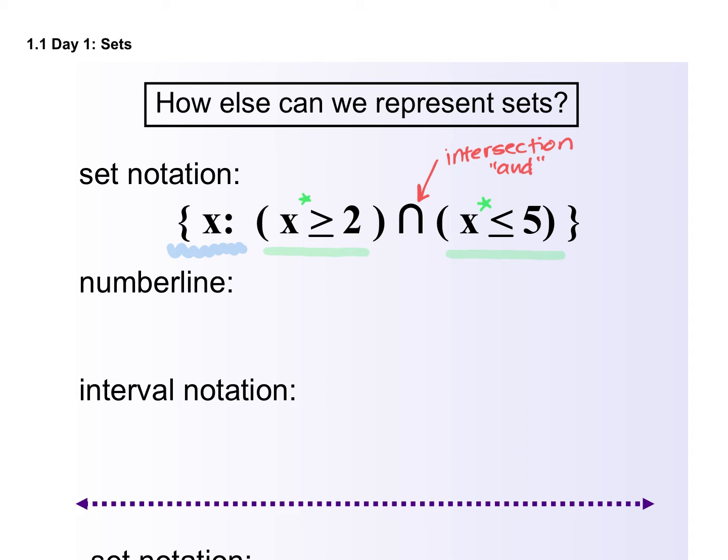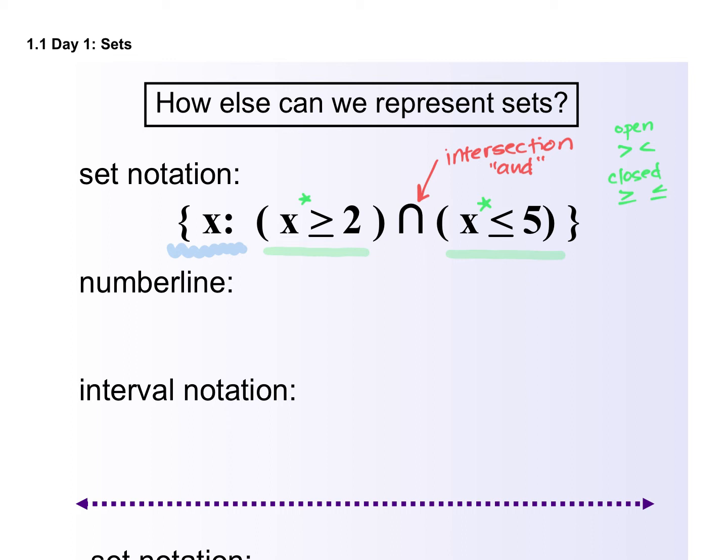These are what we call closed inequalities since we are including the boundaries of 2 and 5, greater than or equal to, less than or equal to. The other types of inequalities are called open inequalities, greater than or less than, but not equal to.